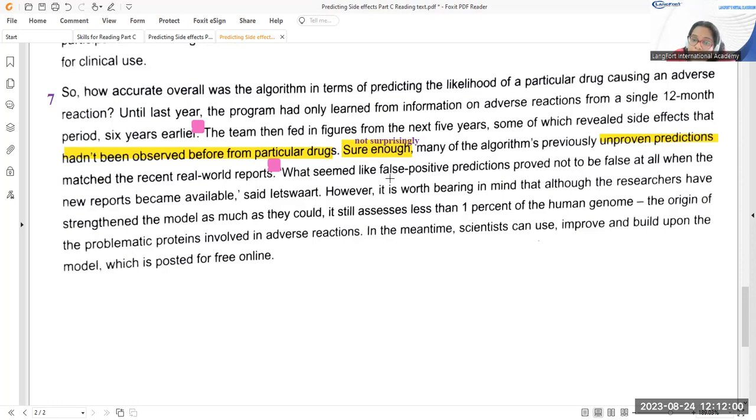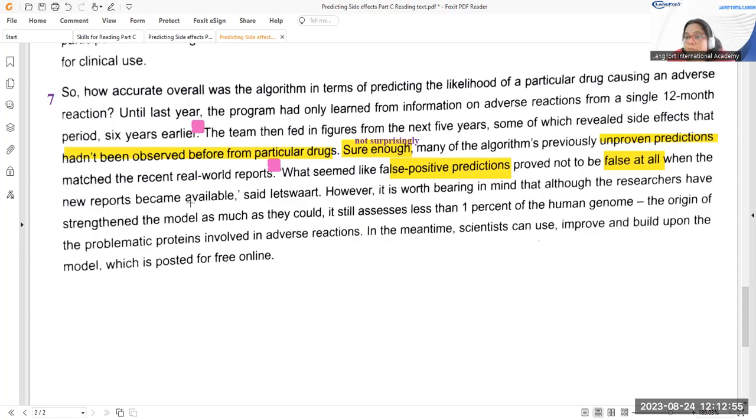Now, what was previously considered a false positive proved to be not false at all. Even the previous prediction that they thought was a false positive was realized to be true when the new reports came. Why? Because the algorithm, with whatever knowledge it had on what happened 6 years ago, had made a lot of predictions. Now, when they gave it new data, it made new predictions which they had never expected, and what they thought to be unproven matched the recent events, because they fed it recent data. What seemed like a false positive before turned out to be true when the new reports became available.